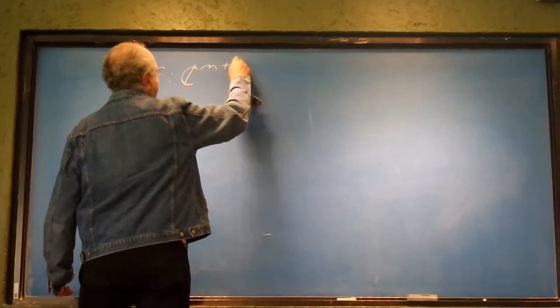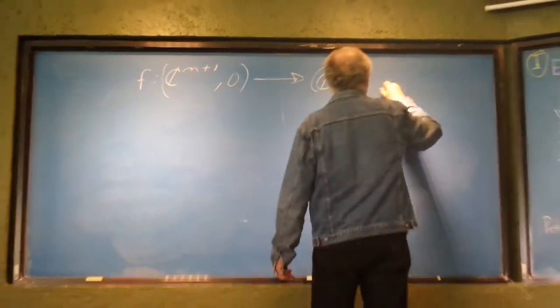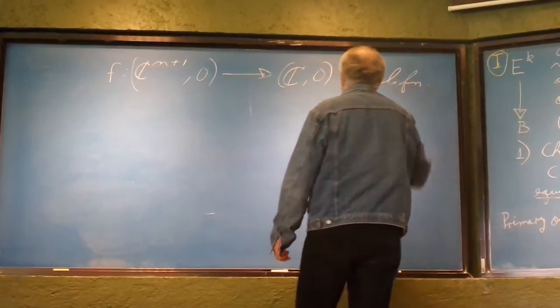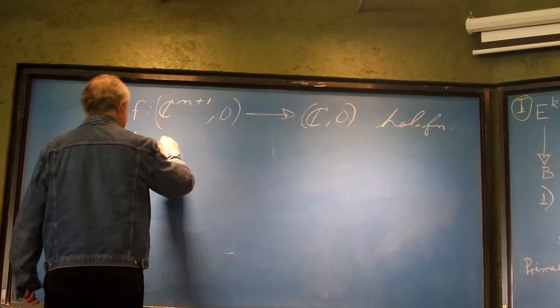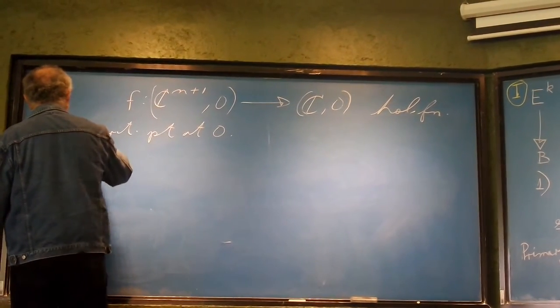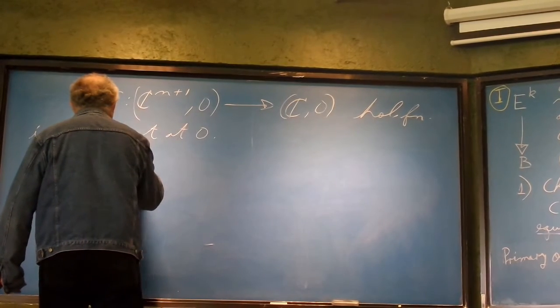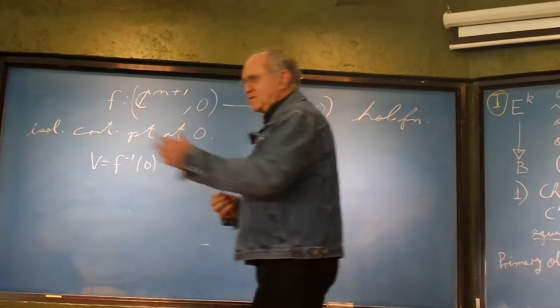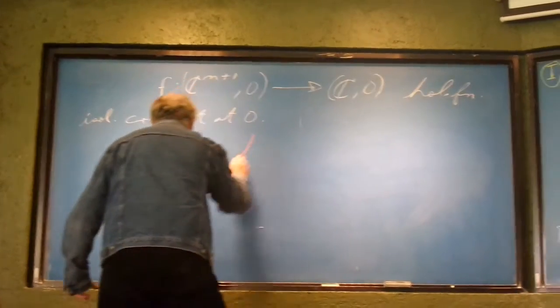So suppose you have f from C^(n+1) to C, a holomorphic function that takes the origin into the origin. Here the critical point, let me suppose it is isolated. We look at the zero set, and we know from Mutsuo's lectures that this is locally a cone.